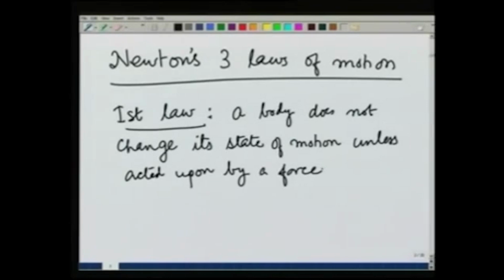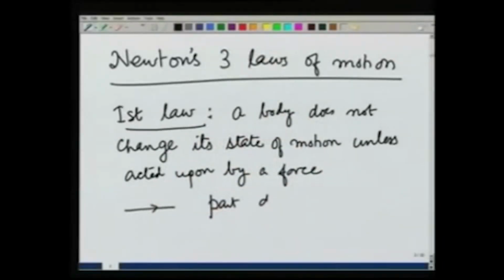So, if a body is moving in a straight line, it will keep moving in that straight line until a force is applied. Similarly, if a body is static, is sitting somewhere, unless a force is applied, it will not start moving spontaneously. The first law is based on observation and it is part definition.